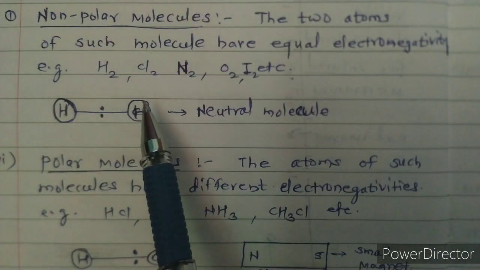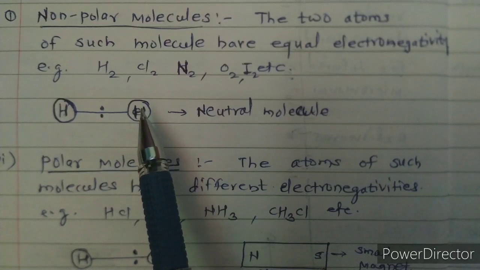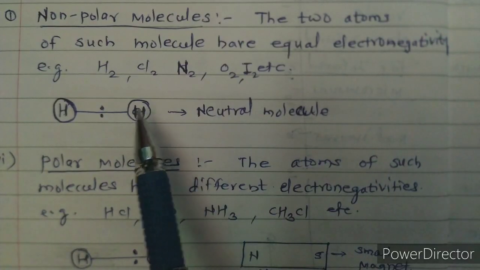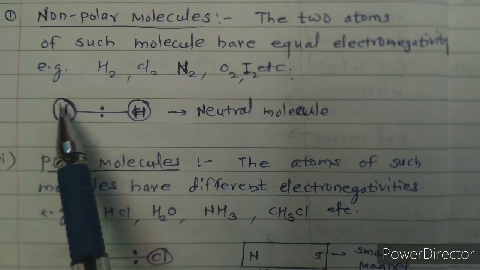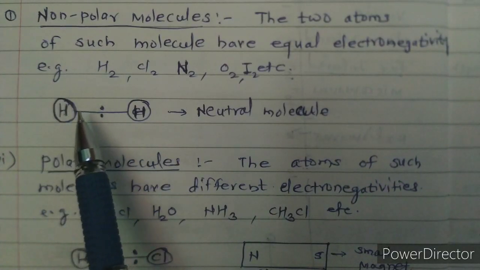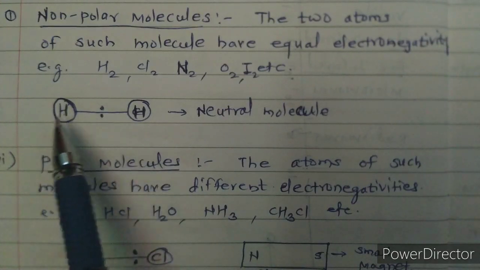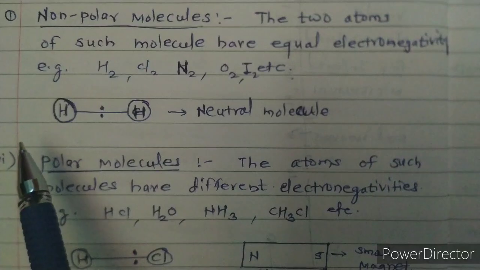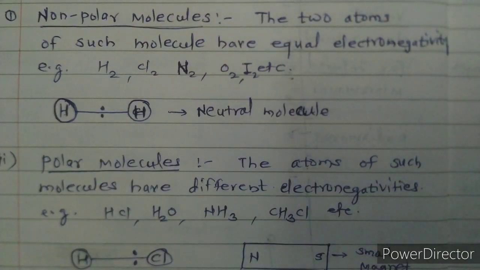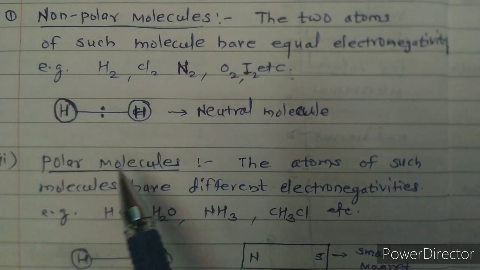Another thing is the center of gravity. The center of gravity of positively charged nuclei coincides with that of the negatively charged electrons in such a way that the molecule as a whole is electrically neutral. Now we will discuss the polar molecule.